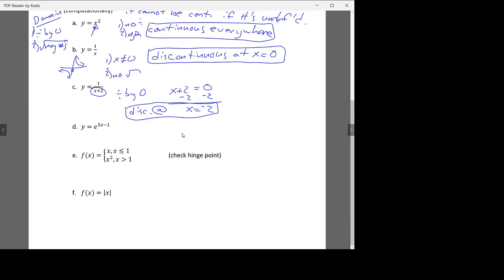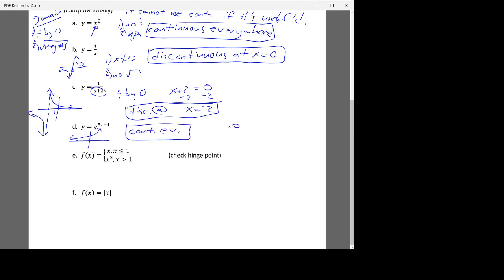This guy here, e to the 5x minus 1. Oh, that last one had a graph. Looks something like this. So you can see at minus 2 there's a problem. Then this guy, I'll just grab the graph for you. Looks something like this. It's continuous everywhere.